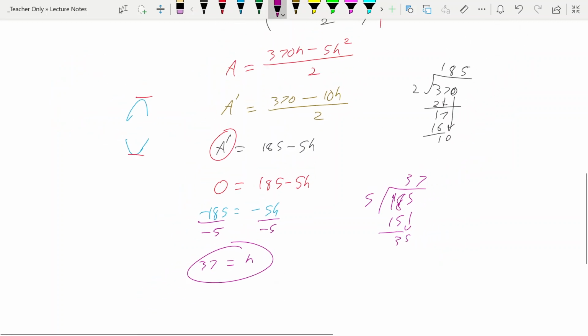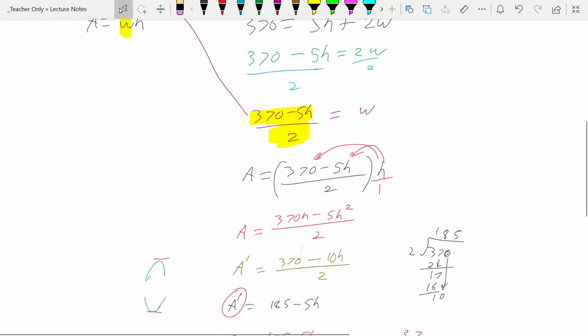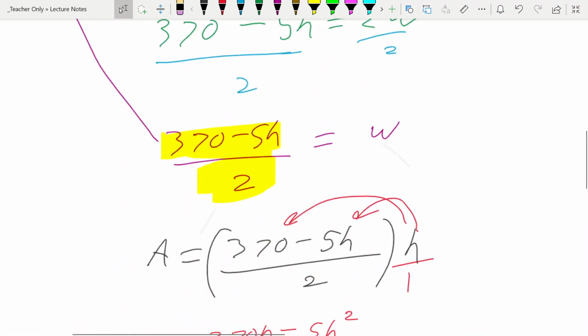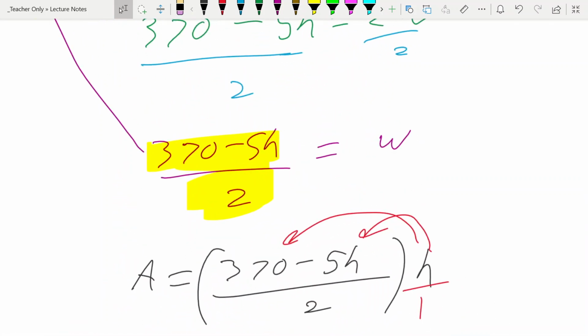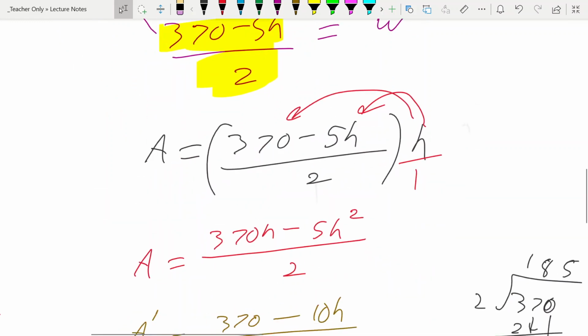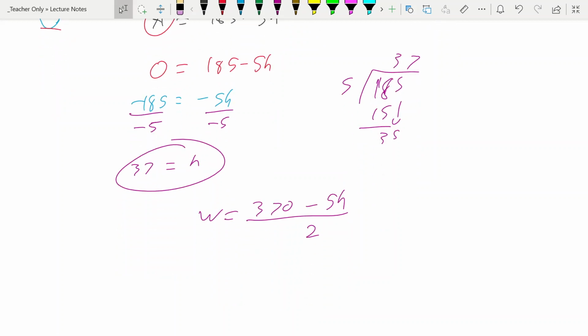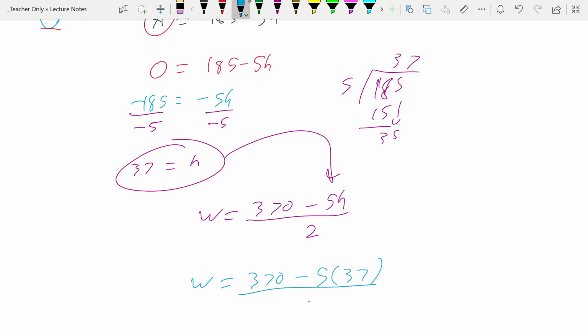Great. Now, what does that do for me? Well, I can go back here and say, all right, if I know h is 37, how can I use that to find my width? Well, I've got my formula right here. This is what I'm going to use. 370 minus 5h divided by 2. Okay. So my width is equal to 370 minus 5h divided by 2. All right. And we're going to take our 37 and sub that in. So W equals 370 minus 5 times 37 divided by 2.